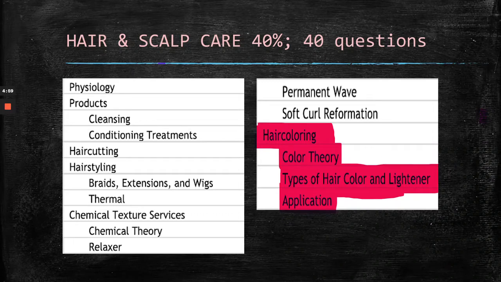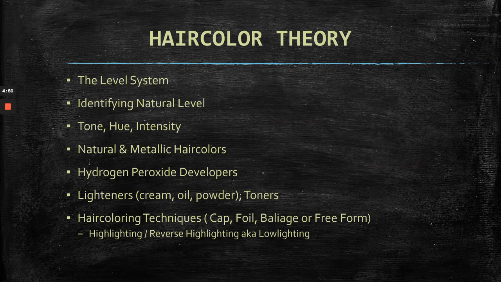Finishing up on hair and scalp care, focusing on hair coloring, color theory, types of hair color, lightener, and application. Let's start with hair color theory. We want to review the level system from 1 through 10, 1 being the darkest, 10 being the lightest.